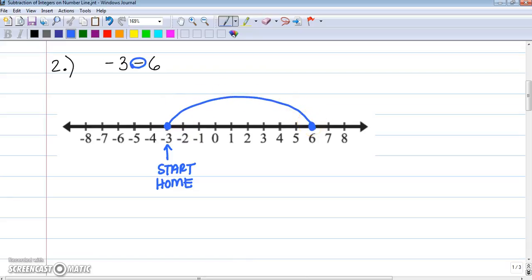And as I count out the distance between these two integers, I always want to go back home or back to the start. So I'm starting over at positive 6, and I'm counting out my distance as 1, 2, 3, 4, 5, 6, 7, 8, 9 moves to the left. So how far away from 6 is negative 3? Negative 3 is 9 units to the left from 6.